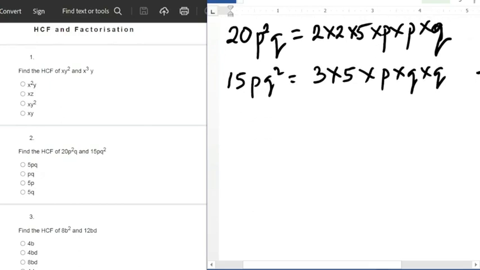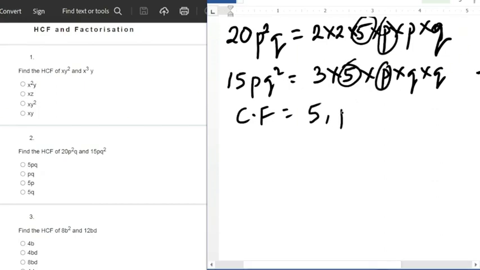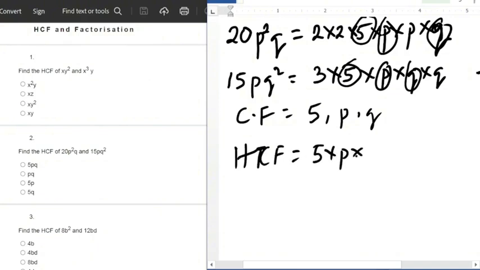So from here now we can say, what is common to this and what is common to this? 5 is common to both of them. We write it out. p is common, we also write that out. And q is also common, we also write that out. So the ACF will now be the product of these factors. That will be 5 times p times q, which will give us 5pq as the answer. And that's option A there.